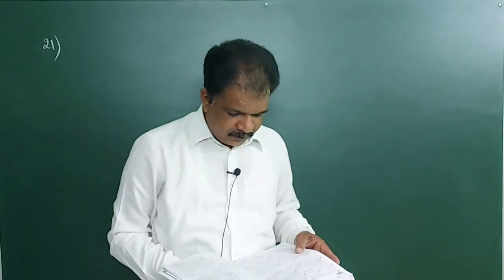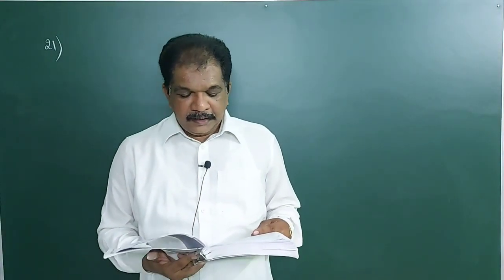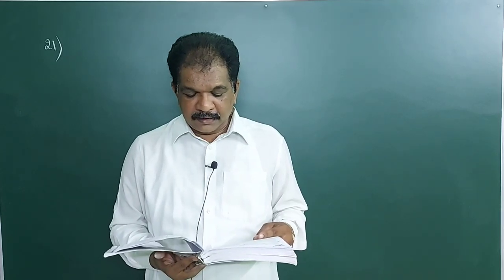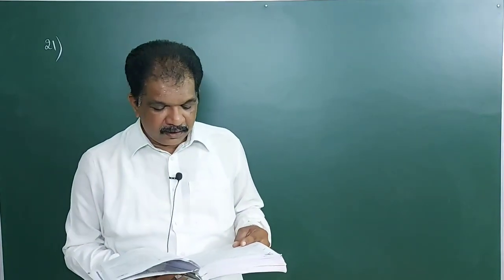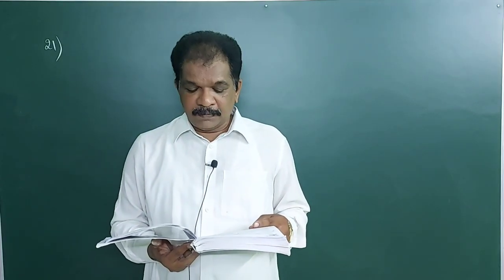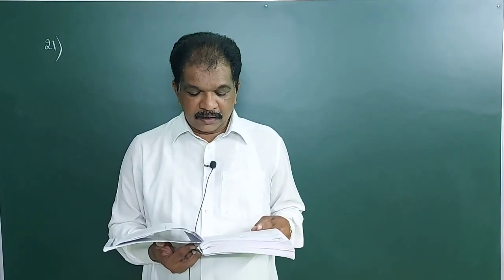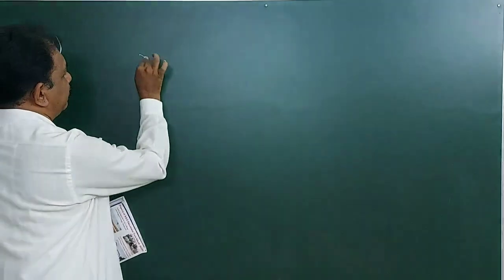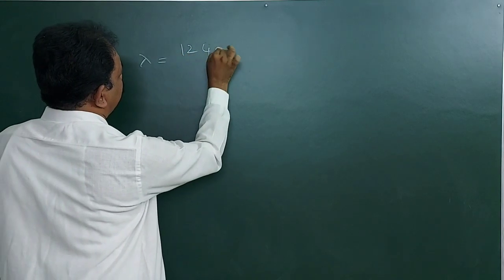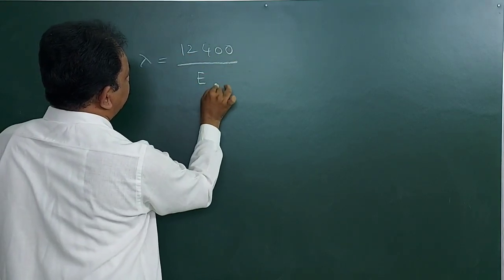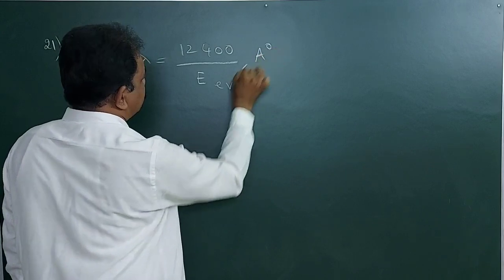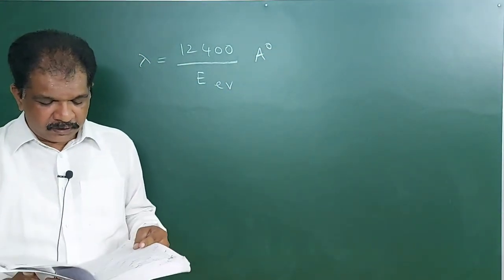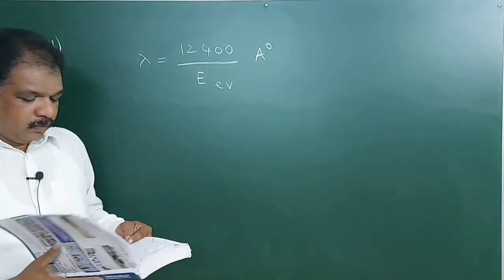What they are asking, see. An LED is constructed from a PN junction based on a certain semiconducting material whose energy gap is 1.9 electron volt. What is the wavelength of the emitted light? Lambda is equal to 12,400 by capital E. Here this will be in electron volt. The answer will come in angstrom unit. Already we did that type of model.